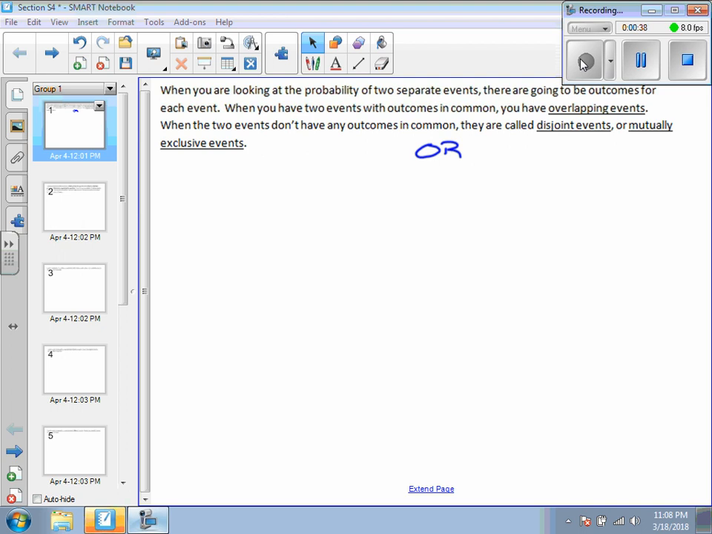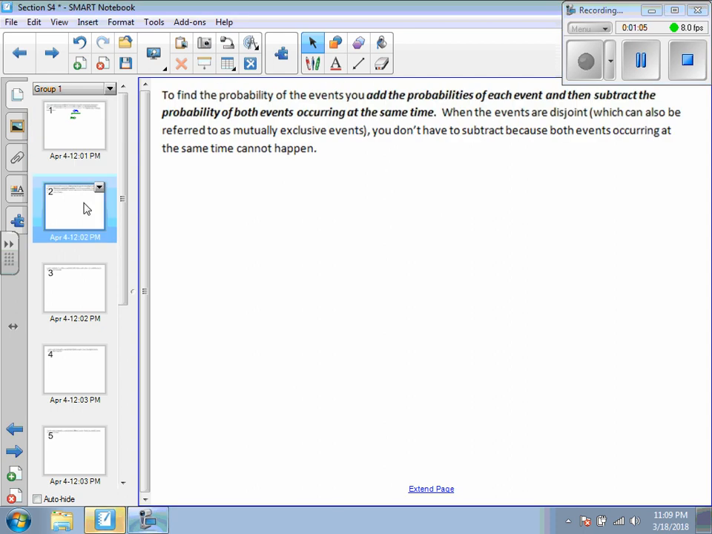When we have two events with outcomes in common, they're called overlapping events. When two events don't have any outcomes in common, they're called disjoint events. Now, when we take a look at these problems, you're going to see an "or" in them, and that means we're going to add our probabilities. When events overlap, it is possible for both things to happen in the problem, so we're going to subtract the probability of both events occurring at the same time.